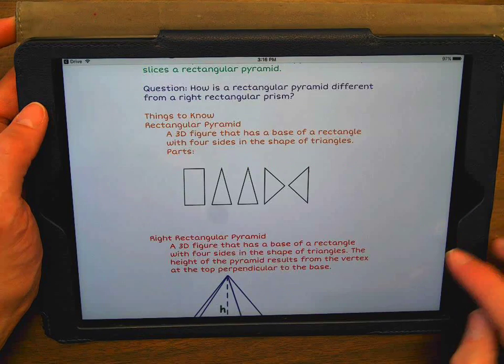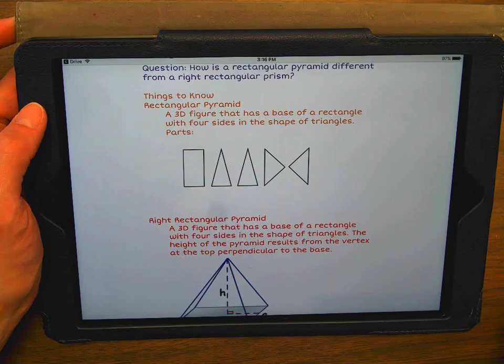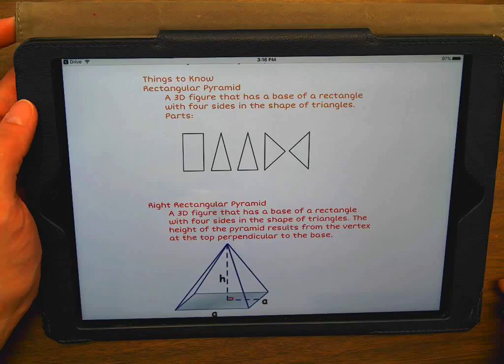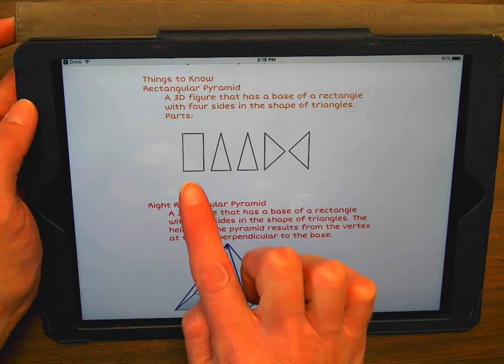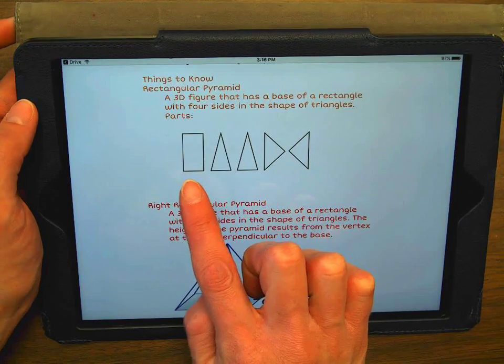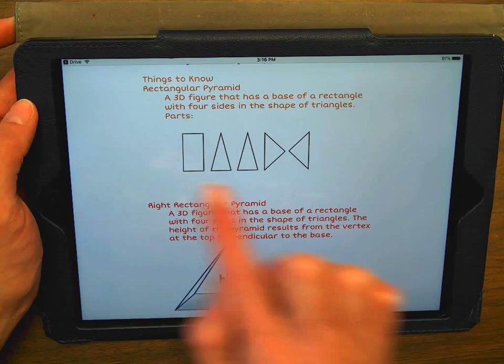All right, some things to know. A rectangular pyramid is a 3D figure that has a base of a rectangle with four sides in the shape of triangles. What I've done for you right here is list the parts that make up a rectangular pyramid. This one that I'm pointing to is what we know as the base. It's the one that the whole entire shape sits on. So this is what the shape looks like that your pyramid sits on.